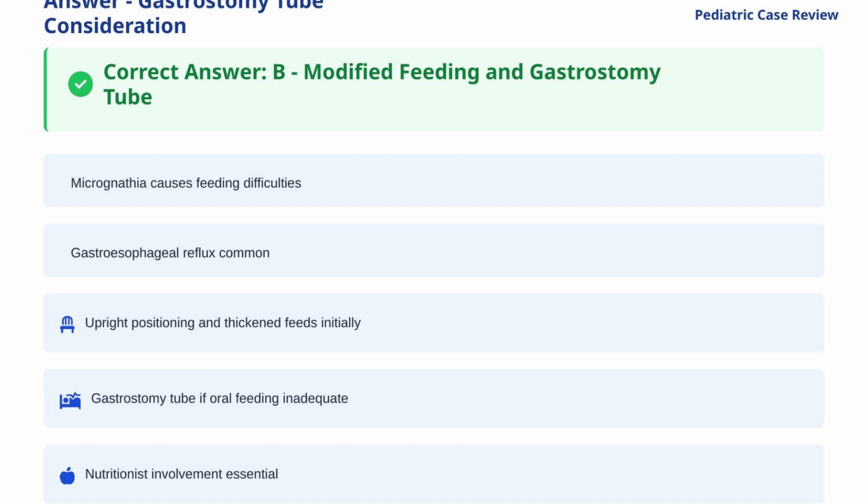Initial management includes upright feeding position, small frequent meals, and thickened feeds. Anti-reflux medications may help. If oral feeding remains inadequate despite interventions, gastrostomy tube placement ensures adequate nutrition for growth and development. A pediatric nutritionist should guide caloric requirements and feeding strategies. Regular growth monitoring is essential.